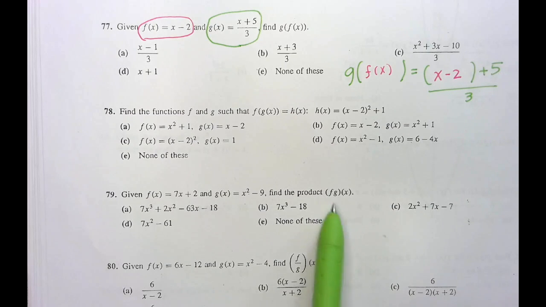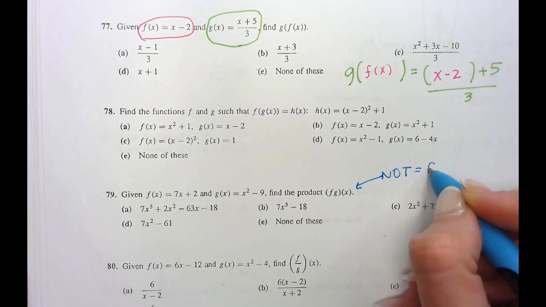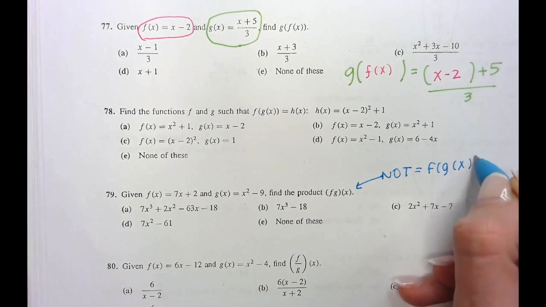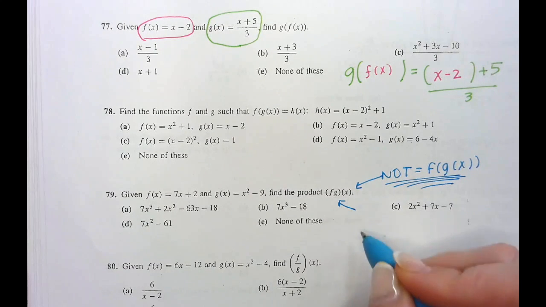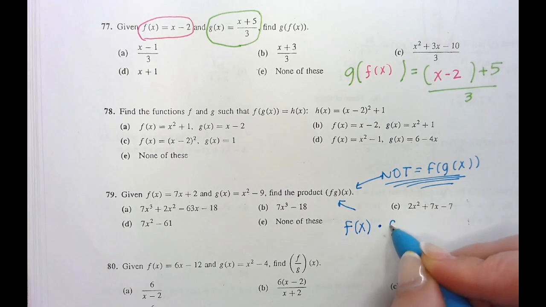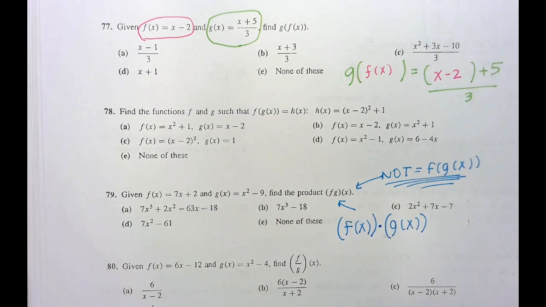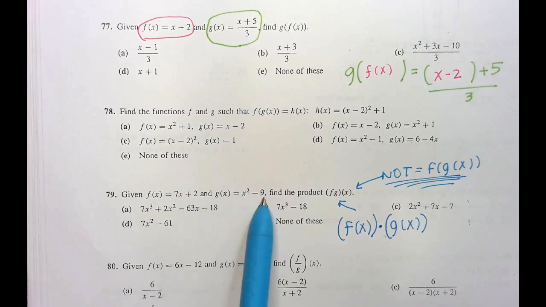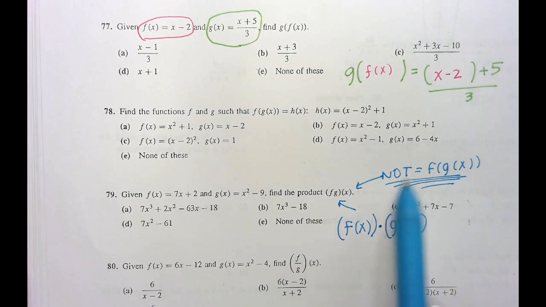Here, this is not the same notation, all right? That is not equal to f of g of x. That is not what that says, okay? What this says actually is f of x times g of x. They're just saying find those two functions and multiply them. They're both binomials, so you're going to multiply. You can use first, outer, inner, last to get that all done, but it is not that.